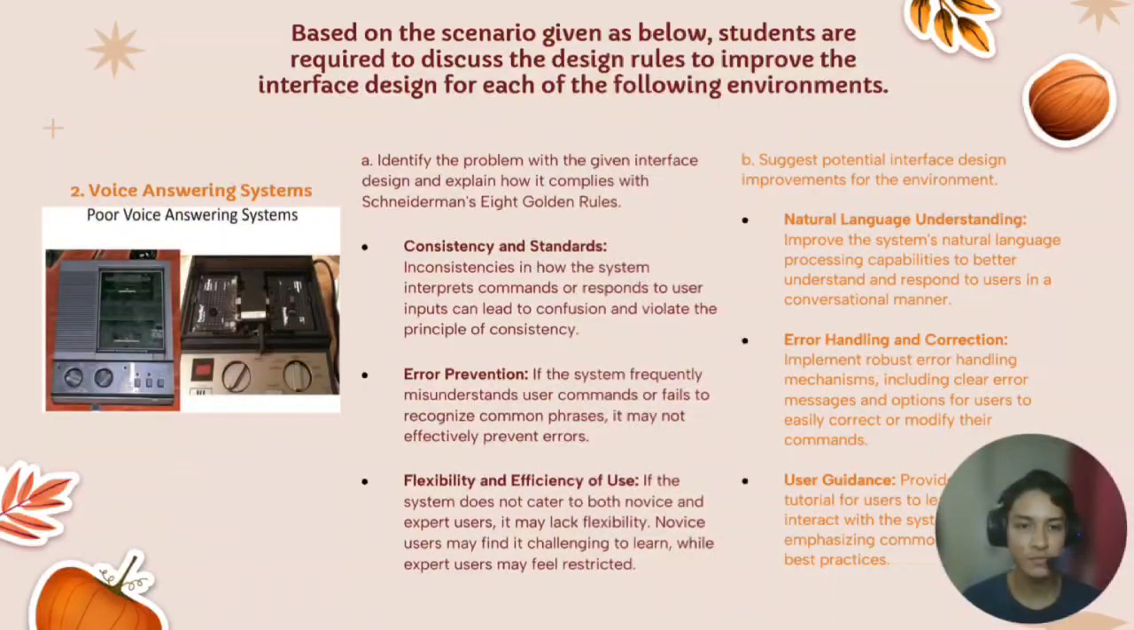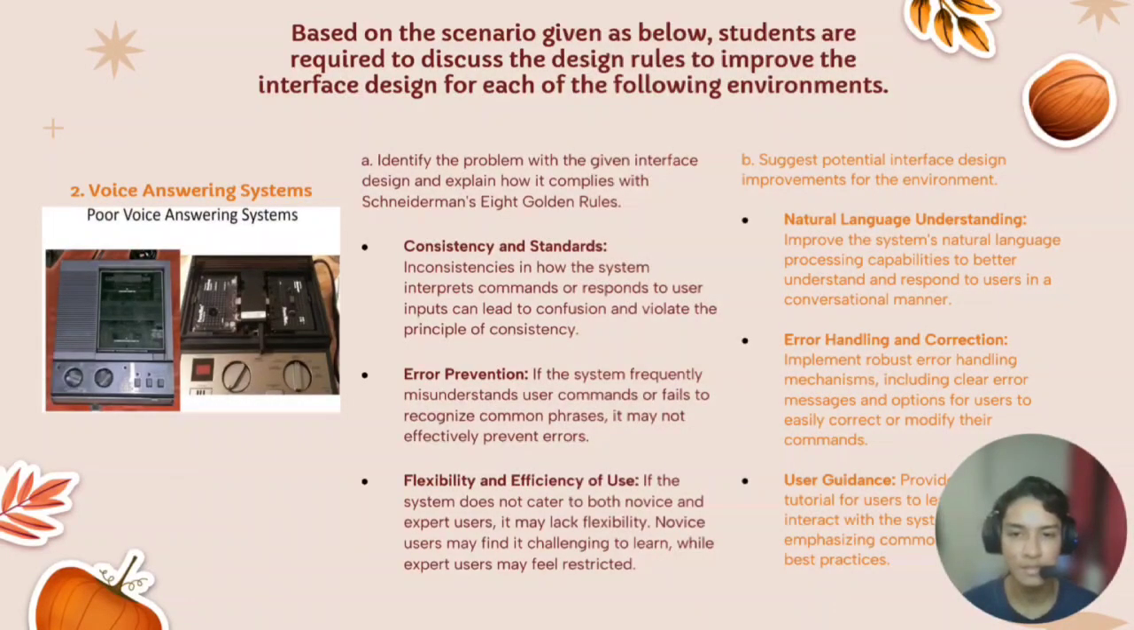The second one is voice answering systems. Identify the problem with the given interface design and explain how it complies with Shneiderman's eight golden rules. The first one is consistency and standards. Inconsistencies in how the system interprets commands or responds to user inputs can lead to confusion and violate the principle of consistency. Next, error prevention. If the system frequently misunderstands user commands or fails to recognize speech, it may not effectively prevent errors. The third one is flexibility and efficiency of use. If the system does not cater to both novice and expert users, it may lack flexibility. Novice users may find it challenging to learn, while expert users may feel restricted.